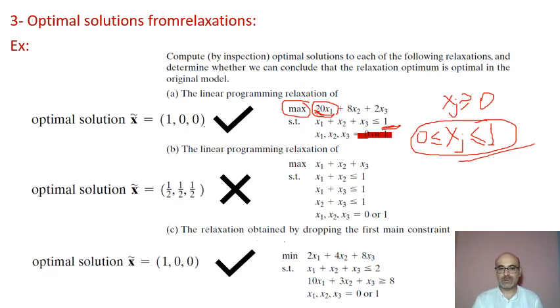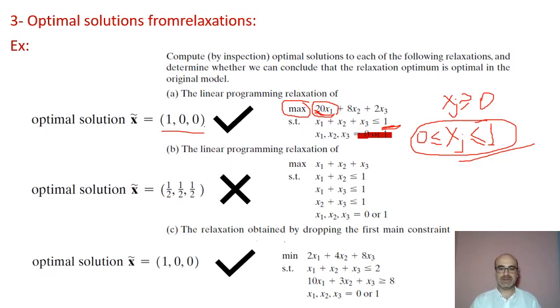Then if you increase the value of x1 to 1, in order to satisfy this first constraint, x2 and x3 should be 0. Okay. So the solution is x1 is 1, x2 is 0, x3 is 0. By inspection, we get this solution. And this is the solution for the LP relaxation of the model. But when you look at this solution, all decision variables are also binary, 0 or 1. It means that it is also the optimal solution for the original model. So for this first example, the optimal solution of the relaxation is also the optimal solution for the integer problem.